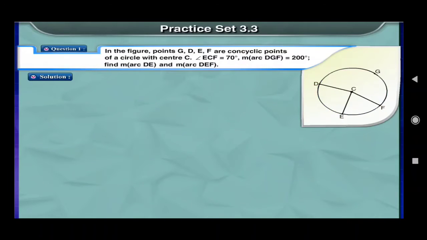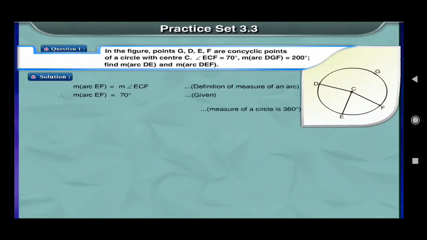Here's the solution. By definition of measure of an arc, measure of arc EF is equal to measure of angle ECF. Therefore, measure of arc EF is equal to 70 degrees, since it is given that angle ECF is equal to 70 degrees. Measure of a circle is 360 degrees. Therefore, measure of arc DE plus measure of arc EF plus measure of arc DGF is equal to 360 degrees.